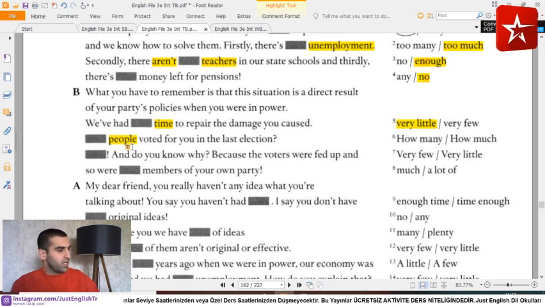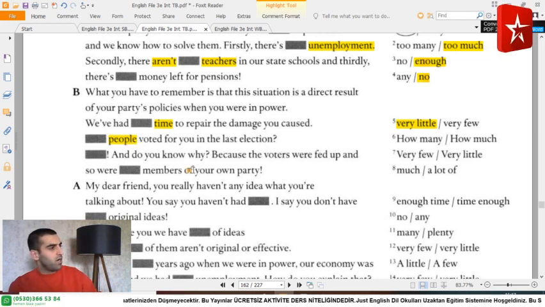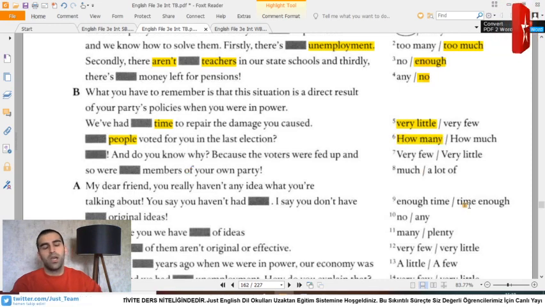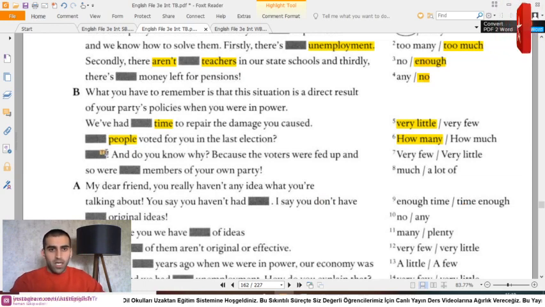Of course, how many. Because here, as you see, we have people. People is a plural noun. That's why how many is the correct answer. Yes, Melis, Irina, Mustafa, and Enes, not how much. We use how much with uncountable and singular nouns, like how much sugar, how much time, how much chocolate. Okay.